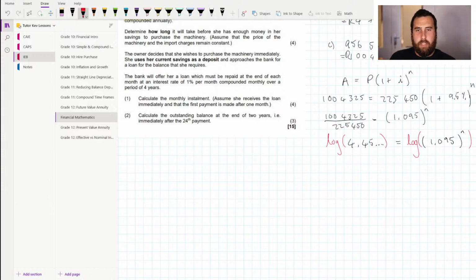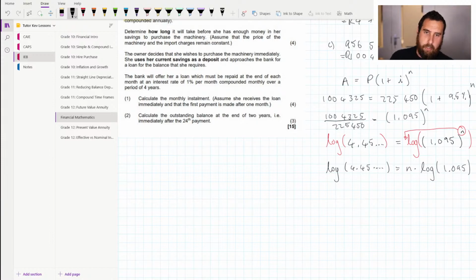Okay, and then once you've done that, you can use a logarithm law to take this exponent and multiply it in the front. So the log of 4.45, a whole lot of values, is equal to n times the log of 1.095. And then from here we divide both sides by the logarithm of 1.095 to get our value of n.